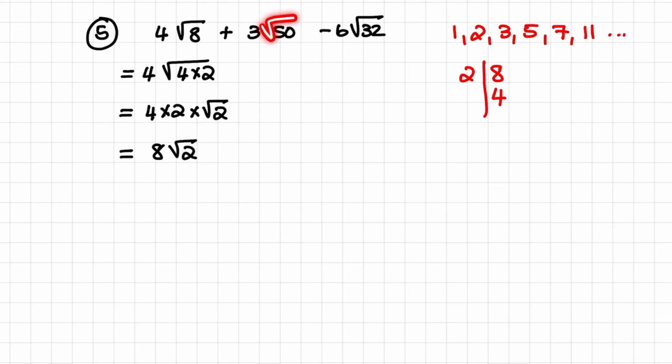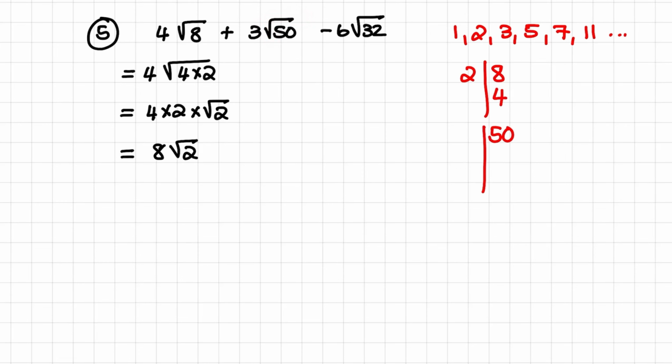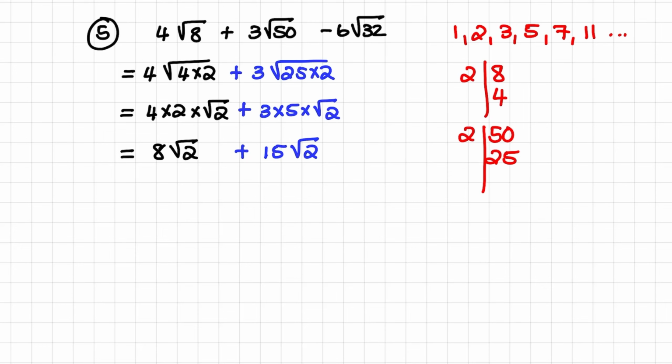Next, I'm going to move on to the square root of 50. So now I have 50, and the prime numbers that can go into 50 are 1, 2, or 5. And if I divide 50 by 2, that is equal to 25, which is a perfect square. So I can rewrite the second term as 3 times the square root of 25 times 2. And I take the square root of 25, and that is equal to 5. So it's 3 times 5 times the square root of 2. And if I multiply out, I have 15 square root of 2.